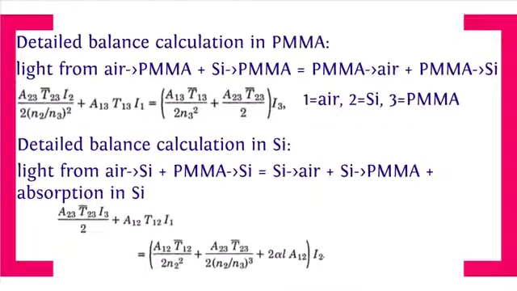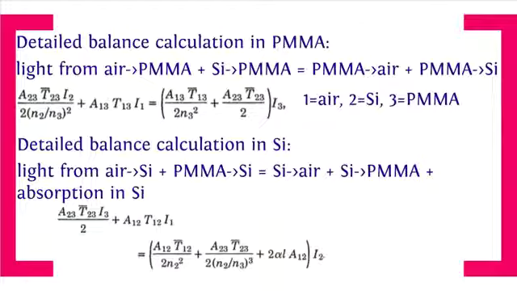Okay, so very quickly, we can do the detailed balance calculation as well. Logically simple, right? Light from air going to PMMA plus silicon going into PMMA should match the light going from PMMA to air plus PMMA to silicon. Everything should balance and become an equilibrium.